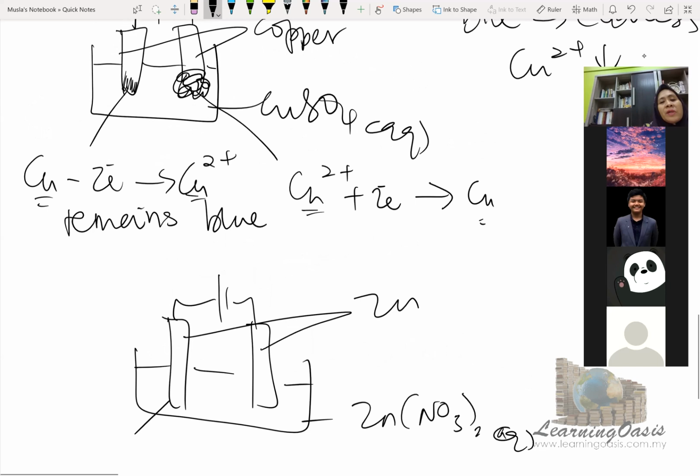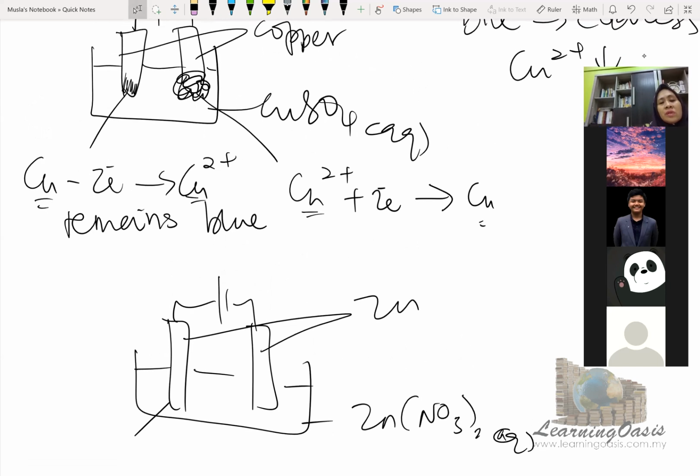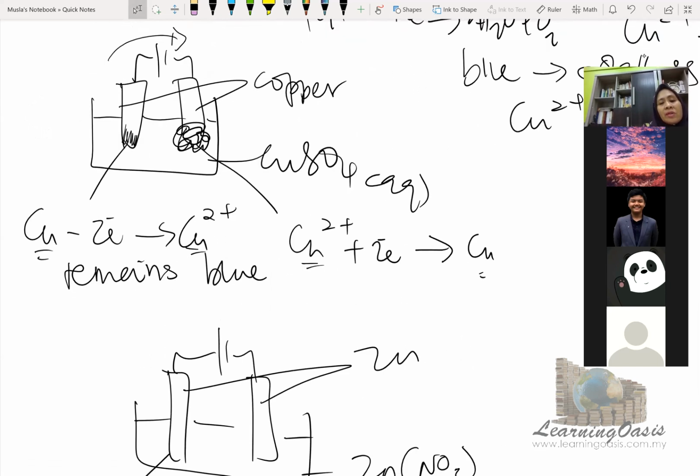Look at what happened to copper just now. That will give you a clue. What happened to the copper anode? It will be oxidized to copper ions. Why? Because it's copper in aqueous solution of copper(II) sulfate.